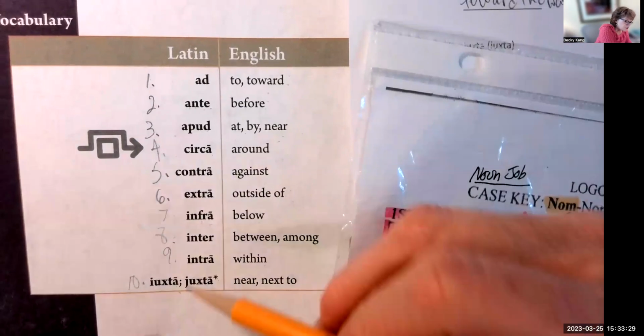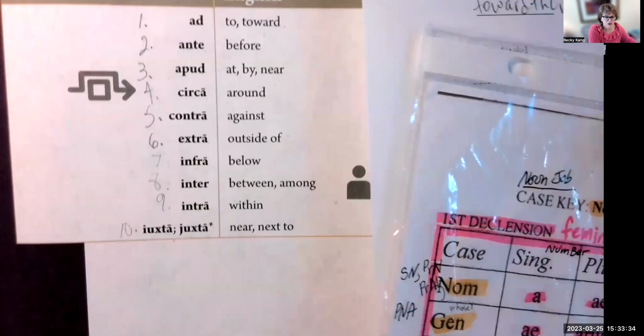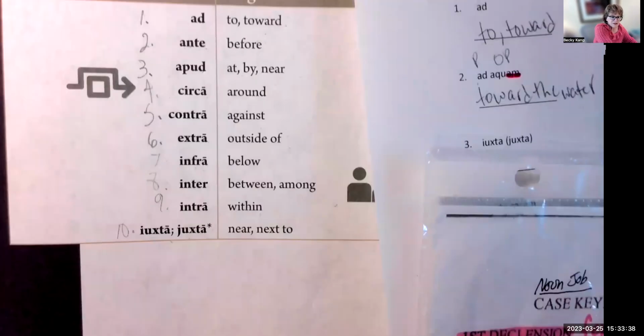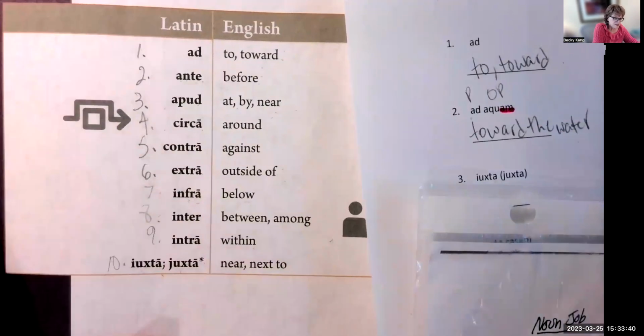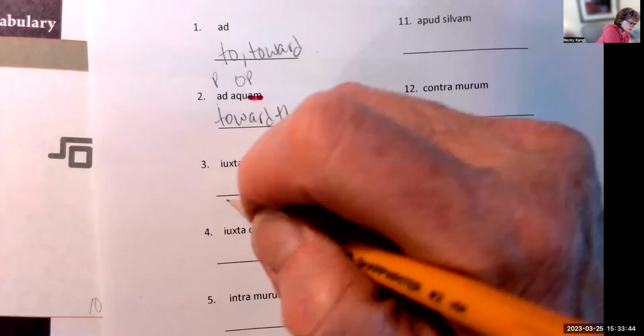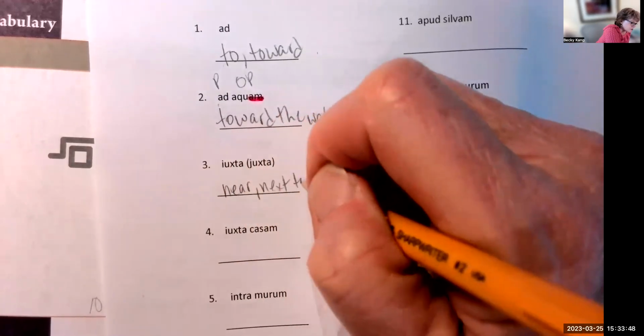And remember, this J is the ecclesiastical. It says that in the bottom of your book, the ecclesiastical spelling. I kind of like that J, but anyways. So it means near or next to. So let's write both of those in there, near or next to.